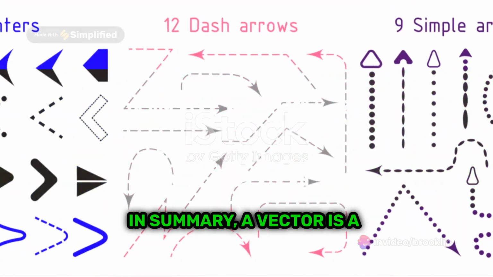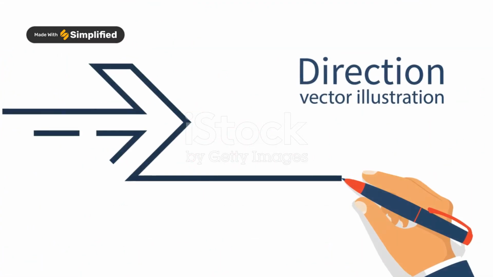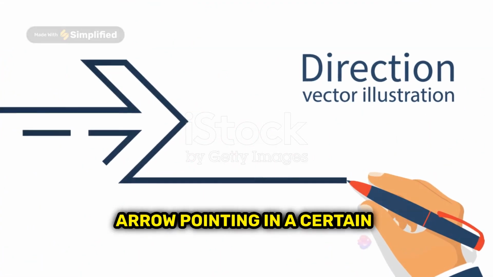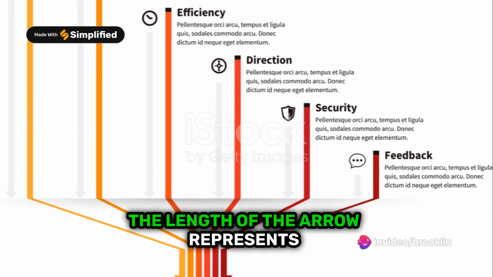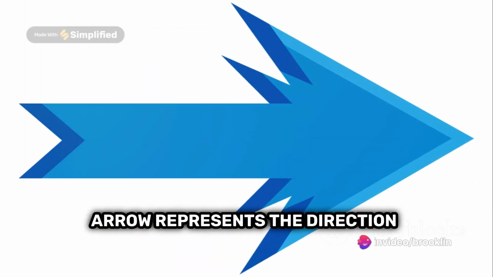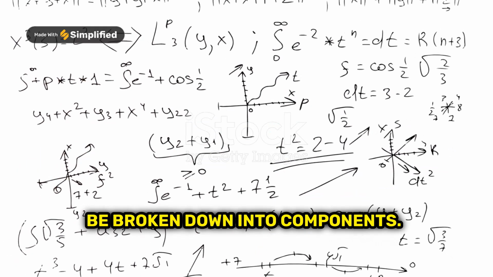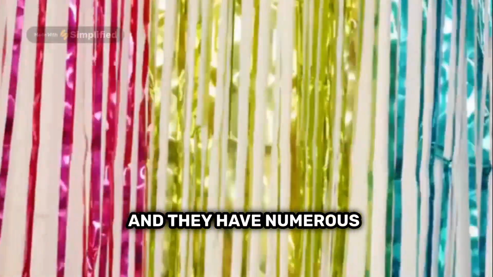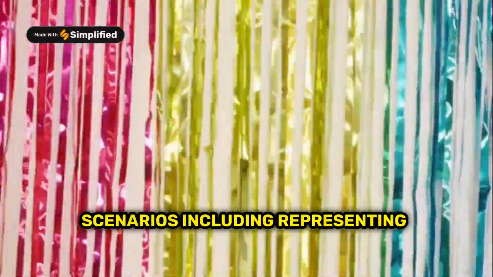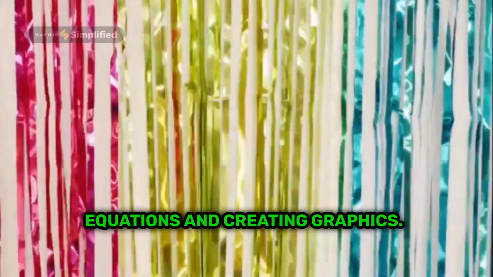In summary, a vector is a mathematical concept with both magnitude and direction. It can be visualized as an arrow pointing in a certain direction. The length of the arrow represents the magnitude, while the direction of the arrow represents the direction of the vector. Vectors can be broken down into components, and they have numerous applications in real-world scenarios, including representing physical quantities, solving equations, and creating graphics.